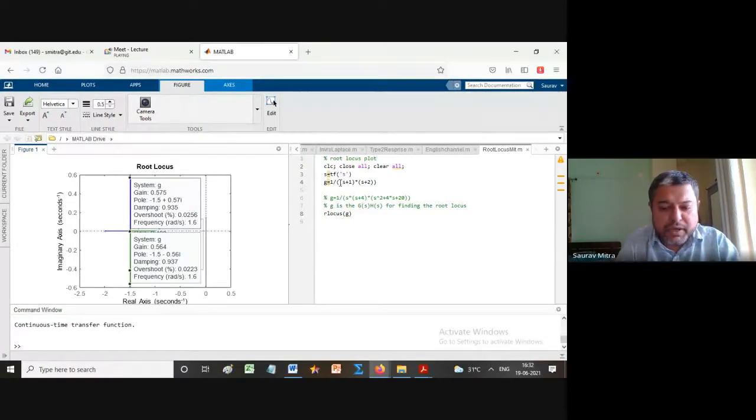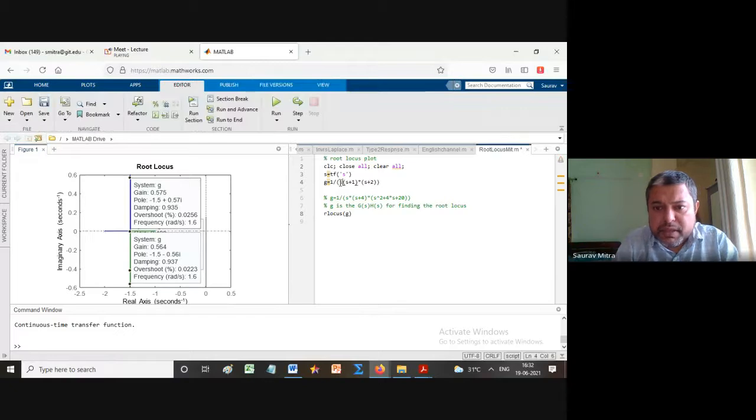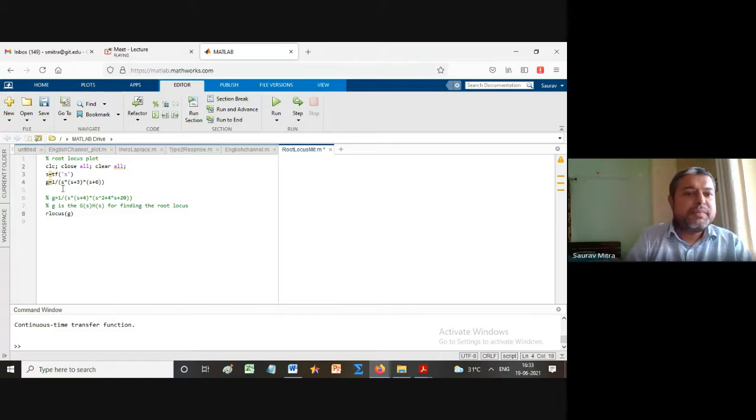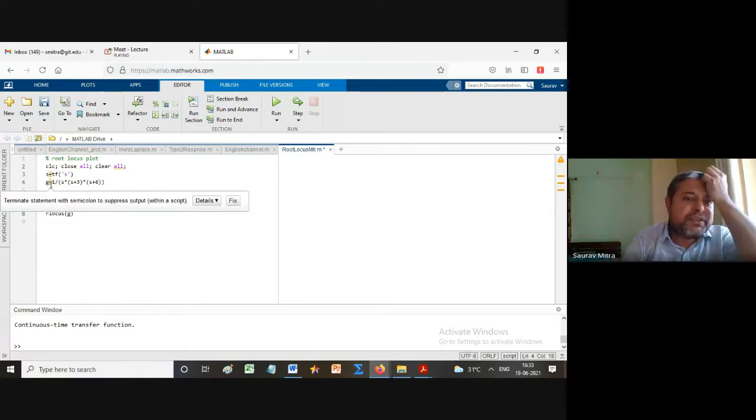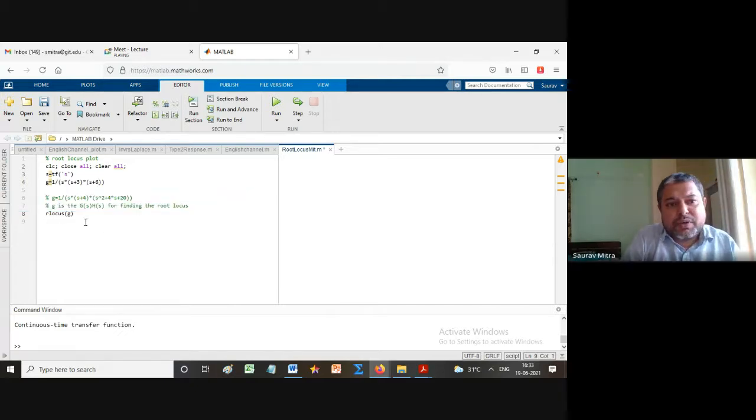Next we will plot for S into S plus 3 into S plus 6. So this is yesterday's last numerical. There should not be any doubt in the code because ये 4 line का code है. CLC, close all, clear all, S is equal to TF of S. तो ये G जो हम define कर रहे हैं, whatever G we are defining, that is actually a transfer function of S. Okay, and R locus is equal to G.